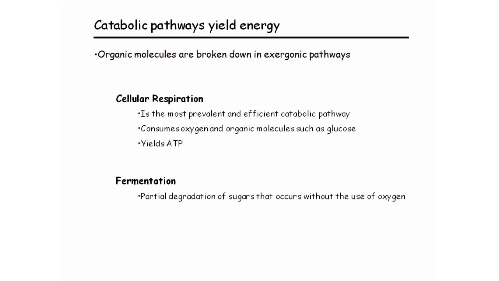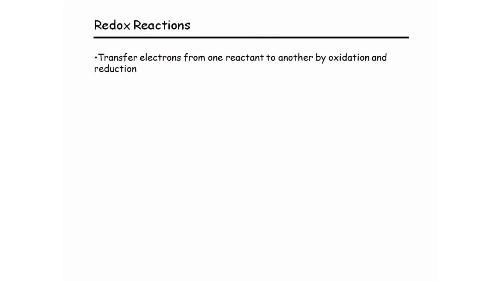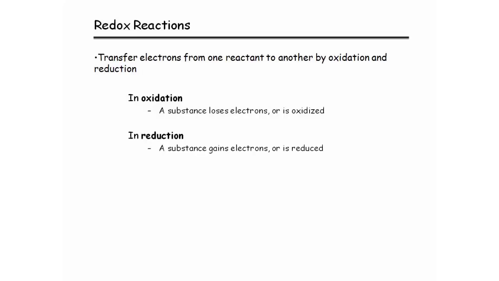As we begin to talk about cellular respiration, we need to introduce what are called redox reactions. Redox reactions are reactions where electrons are transferred from one reactant to another, and this is going to take place by two different reactions, oxidation and reduction. The oxidation part of it will be that a substance loses electrons. Whenever a substance loses electrons, we will say that it is oxidized. When it loses those electrons, another substance is going to gain the electrons, and we will say that that one is reduced. So oxidation and reduction reactions go hand in hand with each other.